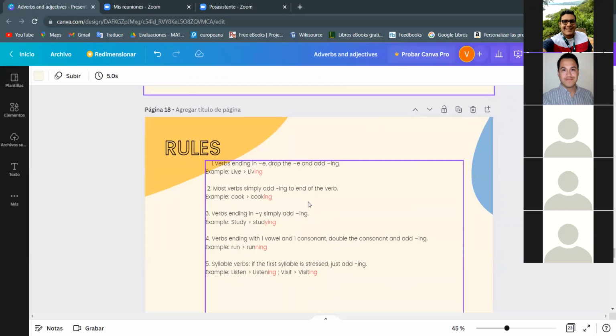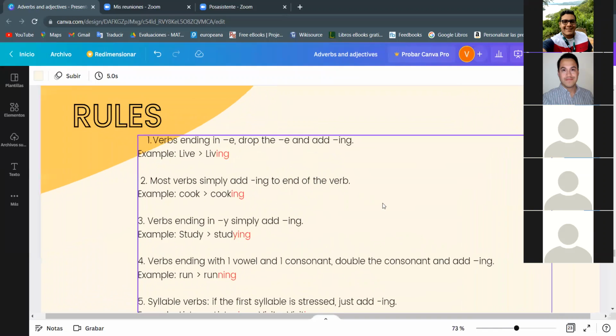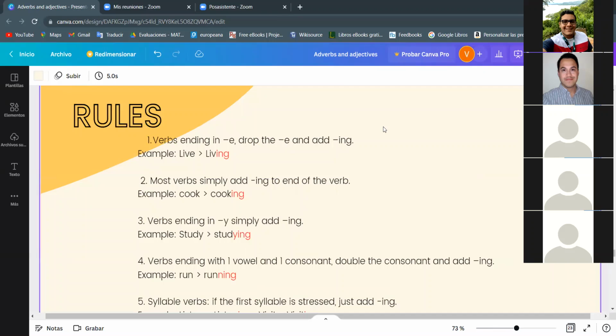Let's see, Wilber, can you help me reading the first two, please? Okay, number one, verbs ending in E, drop the E and add ing. Example, live, living. And number two, most verbs simply add ing to the end of the verb. Example, cook, cooking. Good, thank you so much.